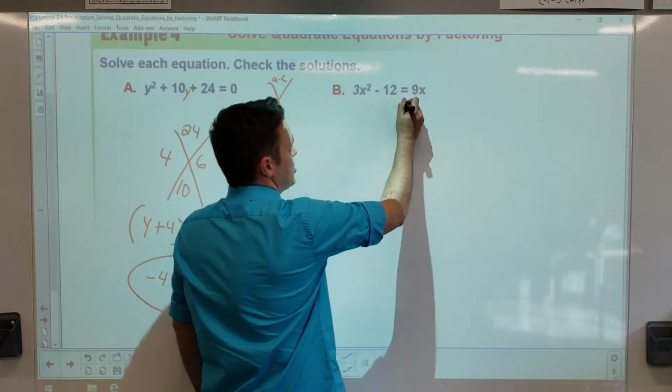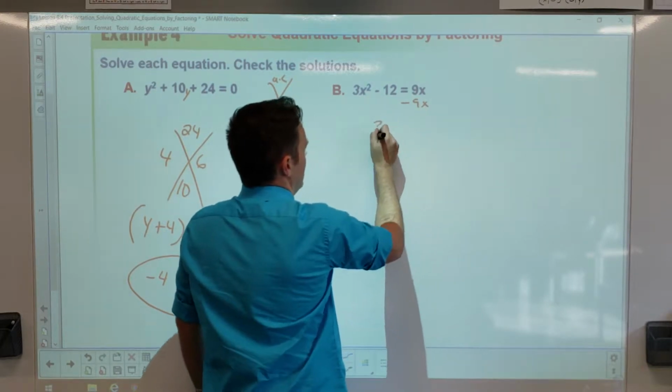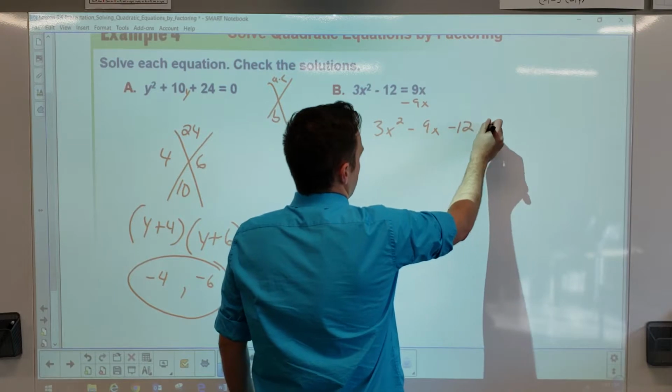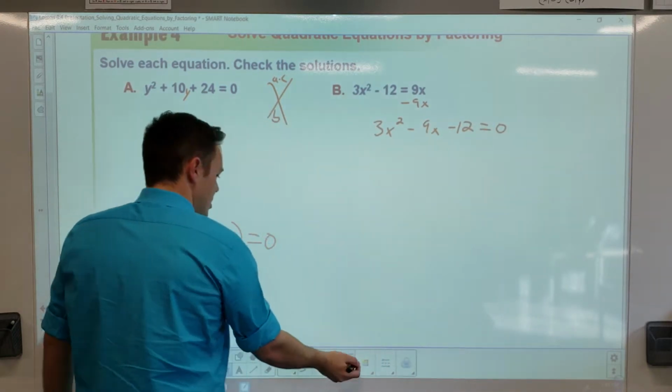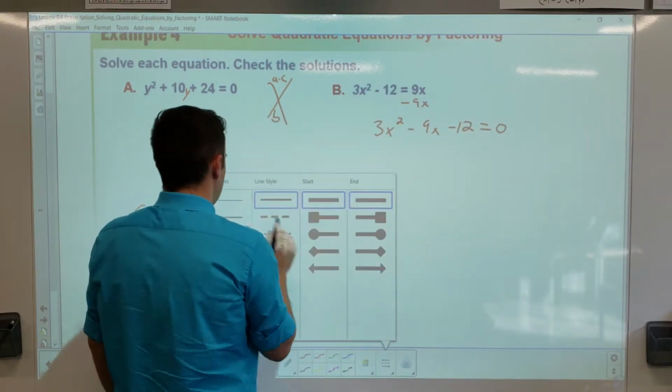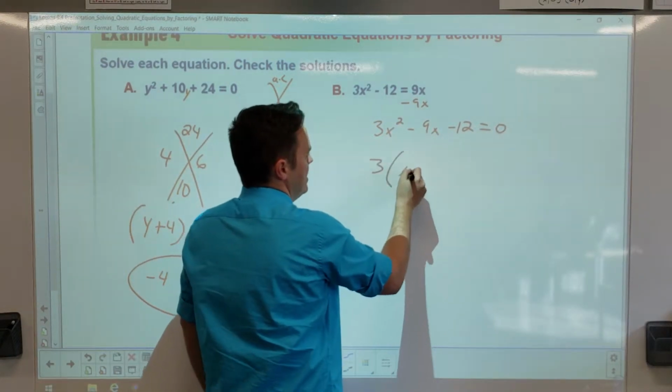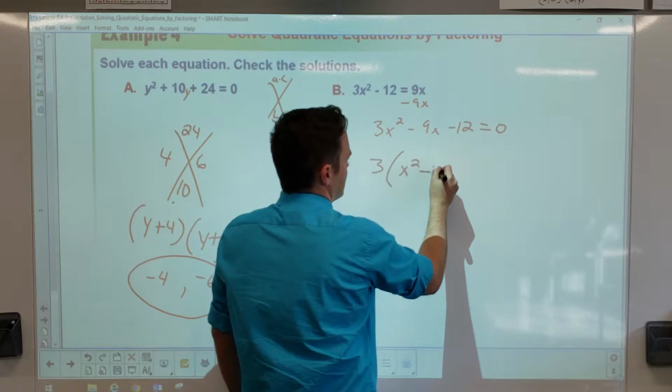This one here, you got to make sure you move the 9x first. 3x squared minus 9x minus 12. It now equals 0. Do they share anything in common? Ladies and gentlemen, they do. They all have a 3. Factor it out. The 3 no longer matters at this point.